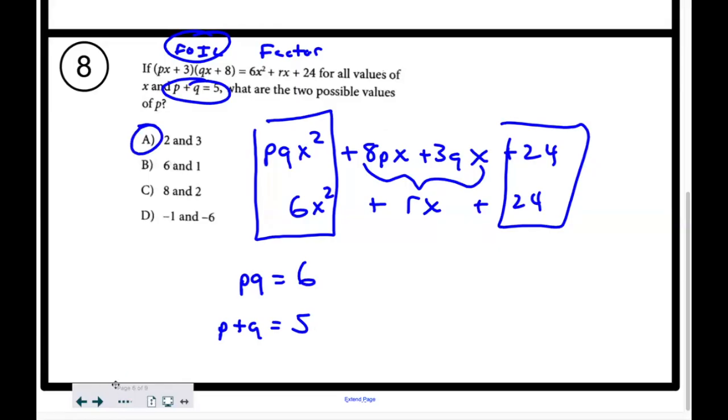So the shorter way would have been to recognize that if we know P plus Q is 5, once we do the first step of FOIL, the PQx squared, that has to be 6x squared. That's all we really needed. So we didn't really need all of this. It was just worth going over that. But again, trying to just do the parts of the problem necessary to get the answer, that's a little bit of a higher level that we can get to, to do these problems a little more quickly.